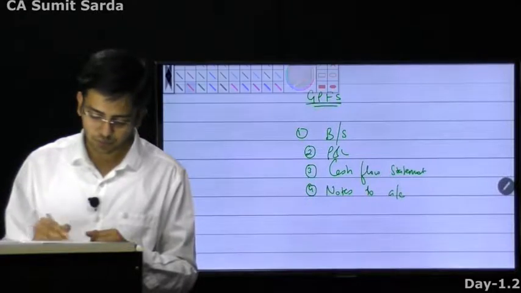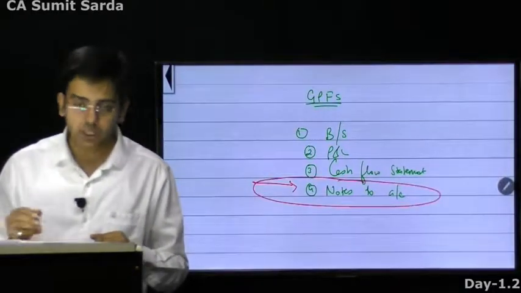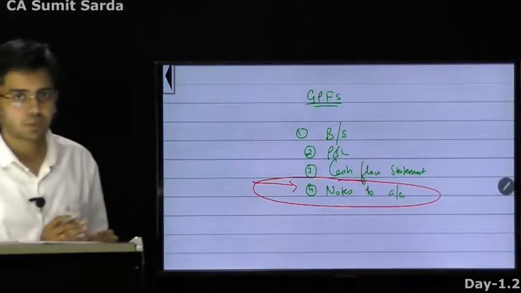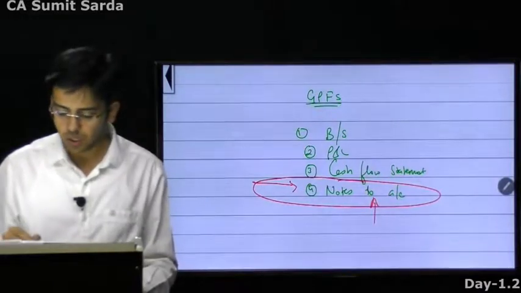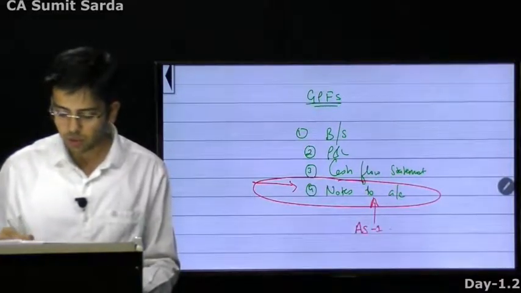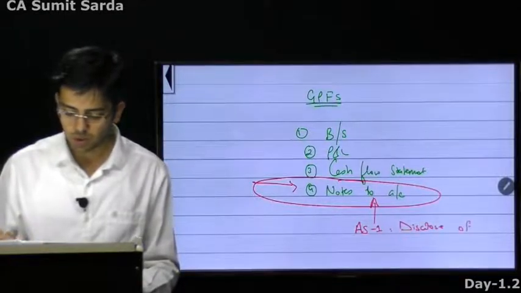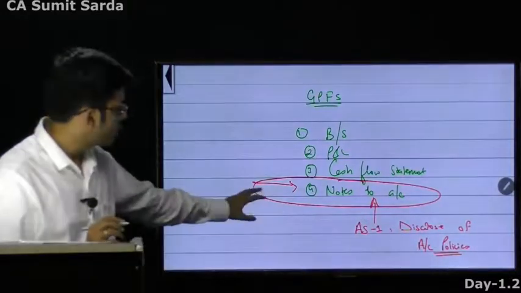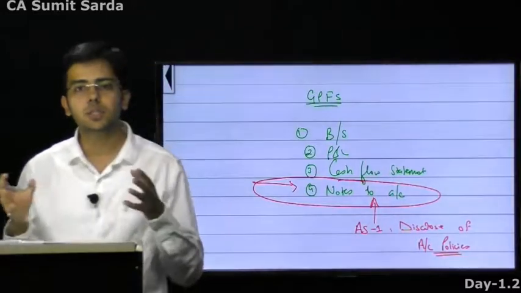My friends, this notes to accounts is where we deal with the disclosure aspect, correct? This is the place where we deal with the disclosure aspect, and it is under this note to account that we are going to talk about AS1, where we are going to disclose our accounting policies, disclosure of accounting policies. So this is where we are going to concentrate when I talk about the standard AS1.